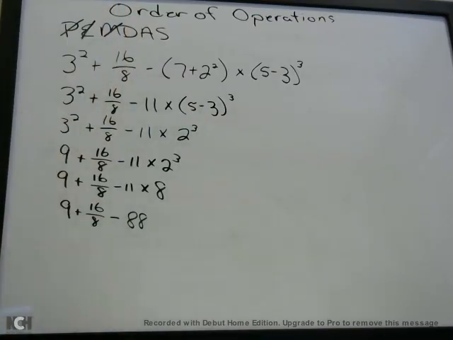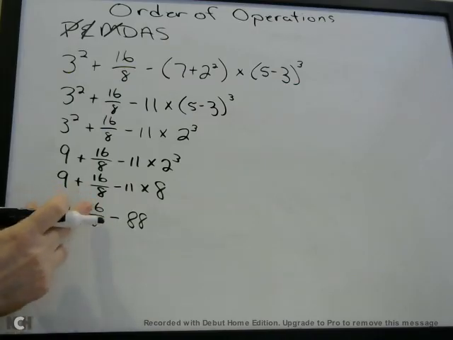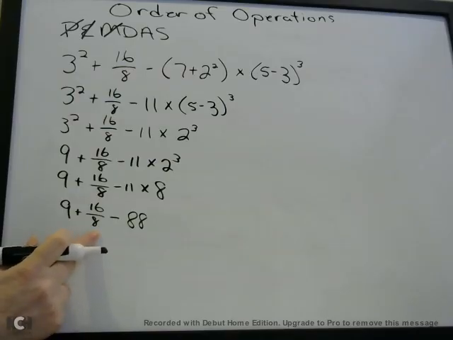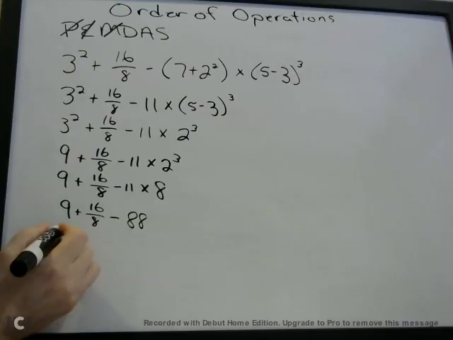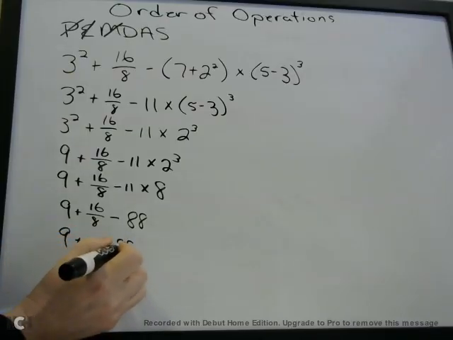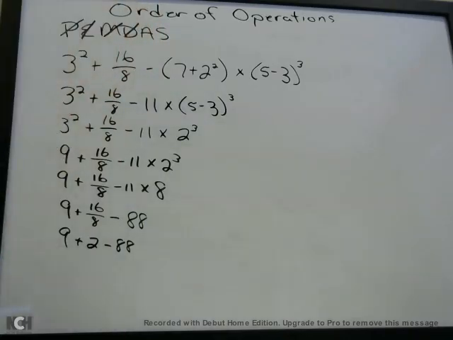There's no more multiplication. D is division. We do have a division. Remember, fractions are just divisions. The top number divided by the bottom number. So here we have a division, 16 divided by 8. We all know 16 divided by 8 is 2. So 9 plus 2 minus 88. Now we're done with division.